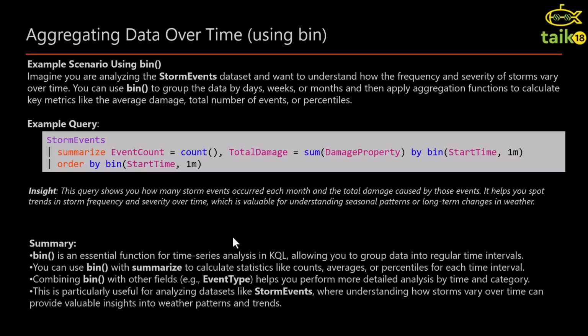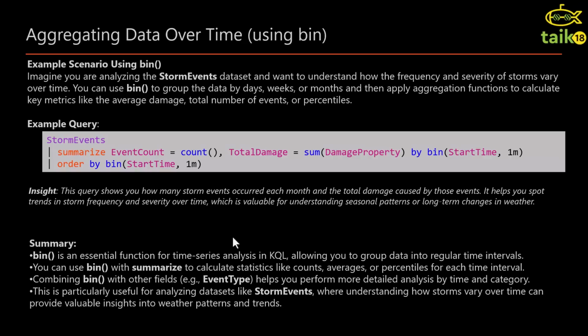So bin is an essential function for time series analysis in KQL, allowing you to group data in regular time intervals. You can use bin with summarize to calculate statistics like count, average and percentile for each time interval. Combining bin with other fields like event type or any other column helps you perform more detailed analysis by time and category. This is particularly useful for analyzing datasets like storm events, where understanding how storms vary over time can provide valuable insights into weather patterns and trends.